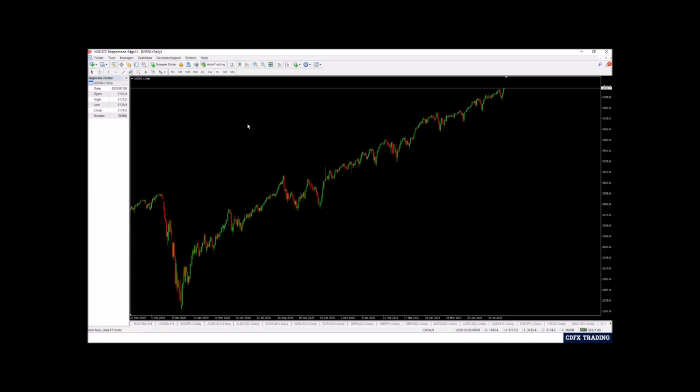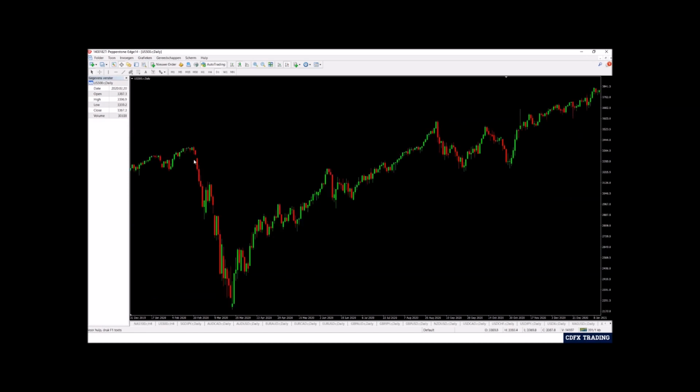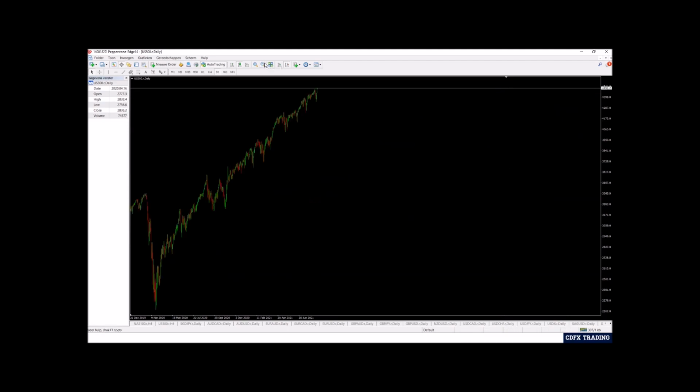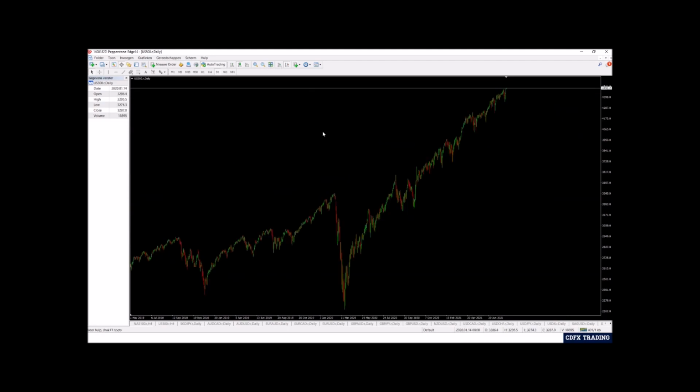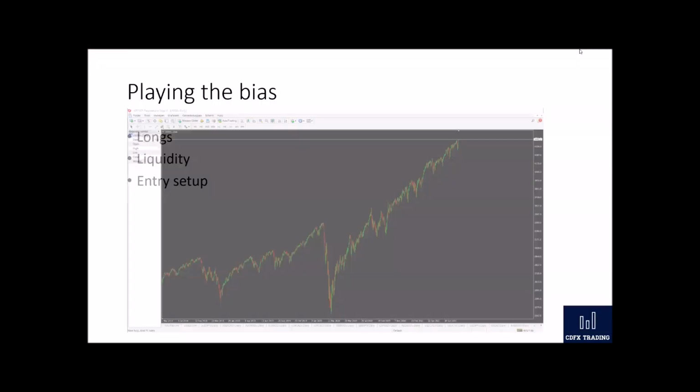I like to put all the odds in my favor. And it basically means I'm only looking for long setups in the S&P. Now that might be a bit riskier to some people. In my opinion, it's just common sense and putting the odds in my favor. Of course, you can look for shorts. As you can see, there are some drops there that you can benefit off. But in my opinion, to make the game easier, I'm looking for longs on the S&P, but also on other indices.